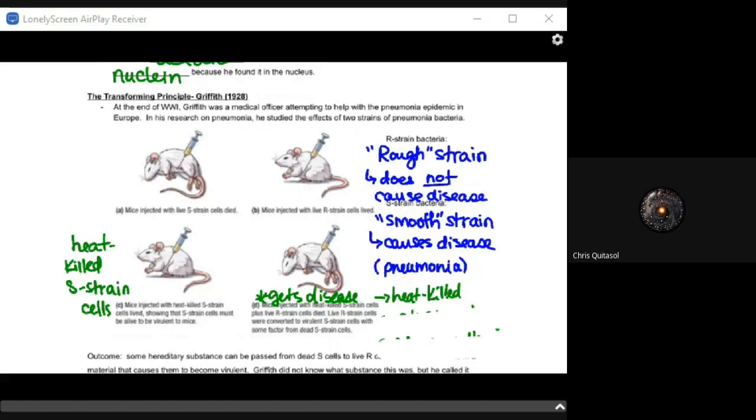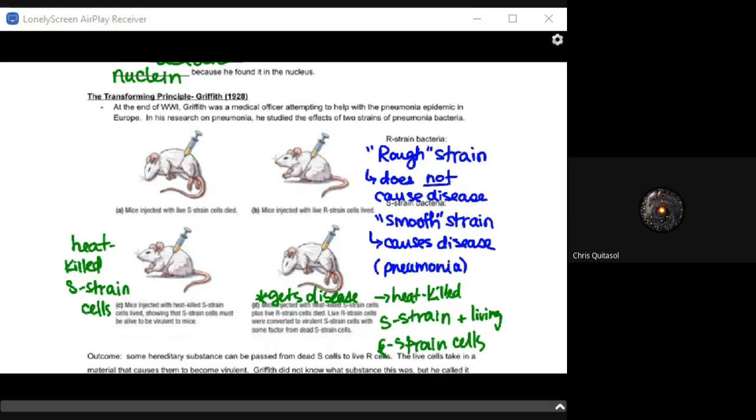Those results showed that the S strain cells must be alive in order to be virulent to the mice. However, when he injected the heat-killed S strain cells plus the live R strain cells, those live R strain cells were converted to virulent S strain cells. As a result of that, the mice died. So the heat-killed S strain plus living R strain cells was enough to kill the mice.